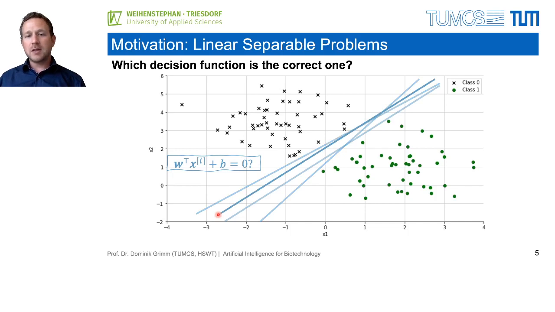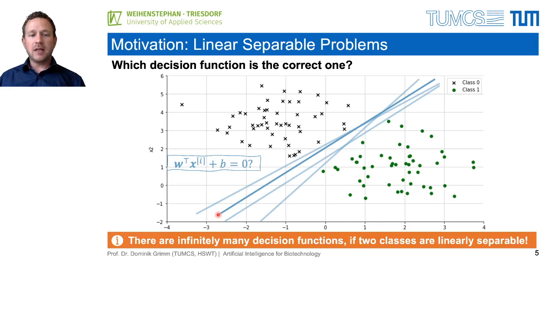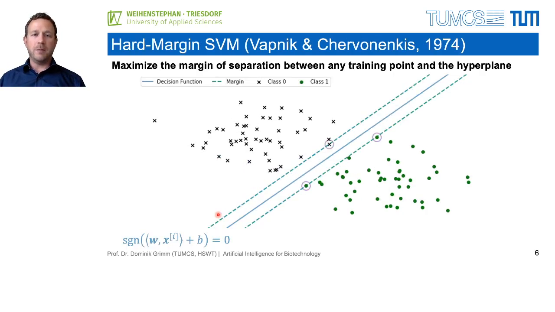The problem is that if both classes are fully linearly separable, then there are infinitely many decision functions. So there is a huge number of these decision functions, and now we have to select the best one. And how do we do this? There we introduce the so-called hard margin SVM. The hard margin SVM was more or less developed by Vapnik and his colleagues in 1974.